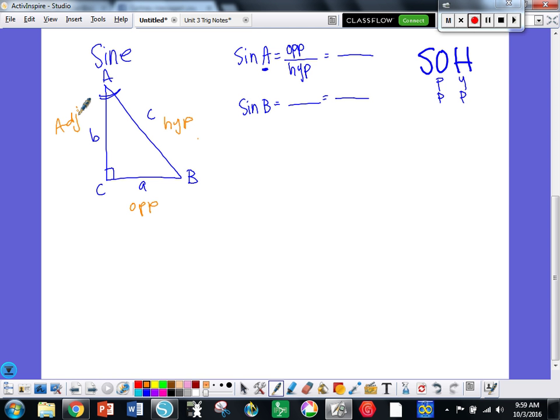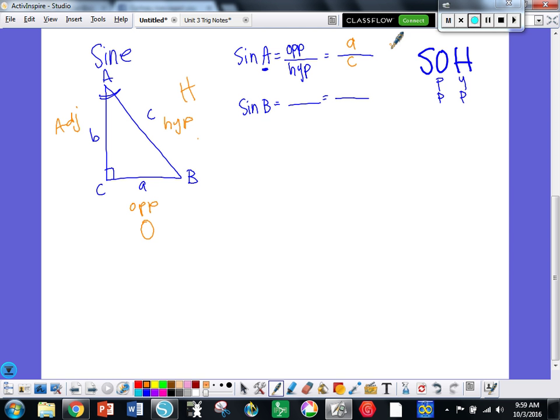Now sine is opposite over hypotenuse. This is my opposite side. This is my hypotenuse. So if I were to make that into a fraction, I'm going to call it A over C. Now A, B, and C will eventually be numbers. So it could be like 3 over 5 or 7 over 12 or something. Eventually these will be numbers.